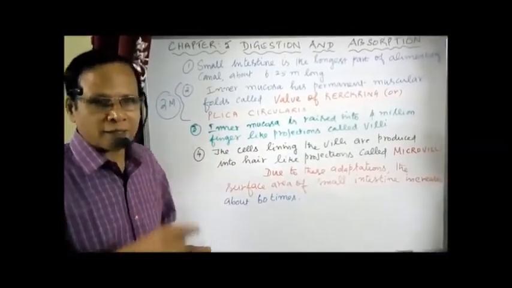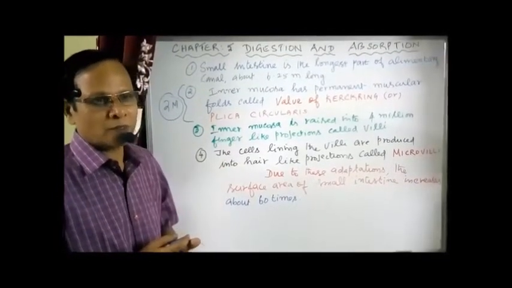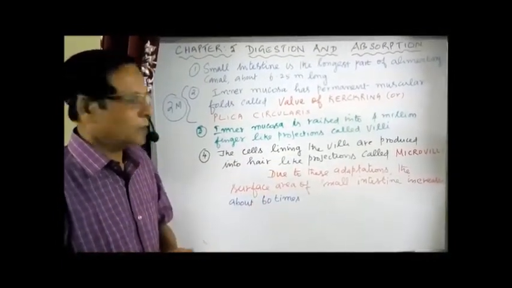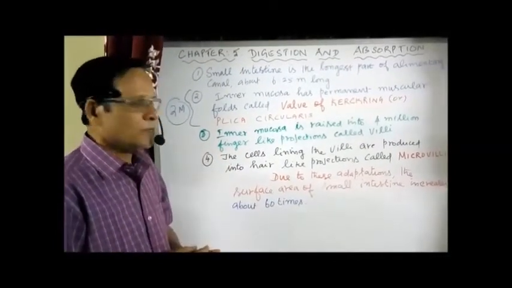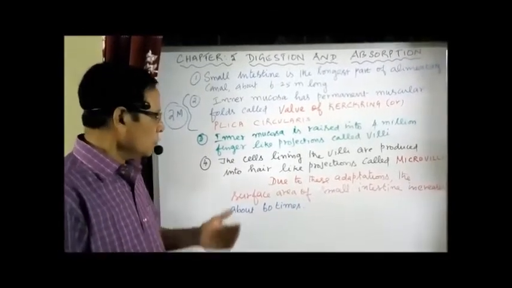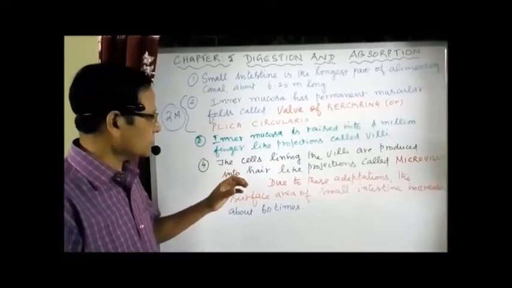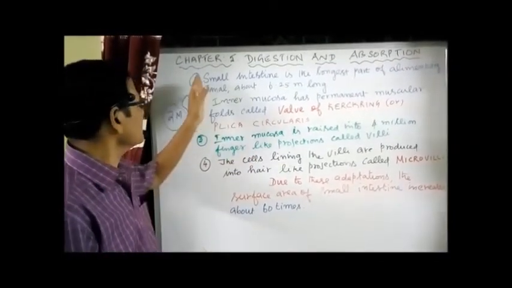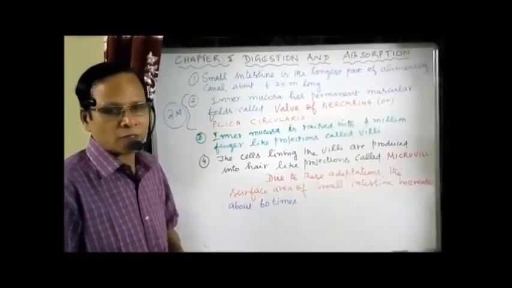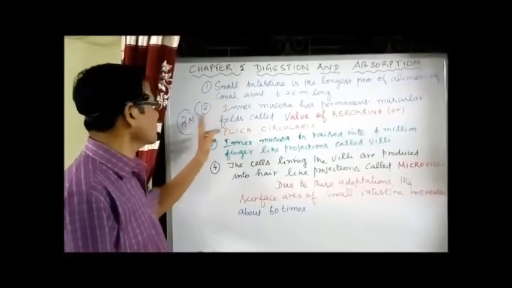Now in the cells lining the villi, each epithelial cell has hair-like projections called microvilli, which further increase the surface area of absorption. Because of these adaptations, the surface area of the small intestine increases about 60 times, which makes the absorption process effective. So the process of absorption is very effective in the small intestine because of reasons 1, 2, 3 and 4. It may be asked as a 5 marks question; the question is there in your book in the box. So follow this one. And point number 2 alone can be a 2 marks question.